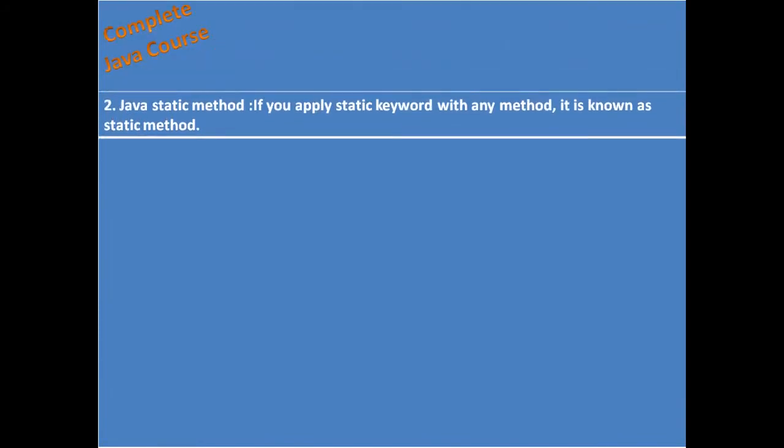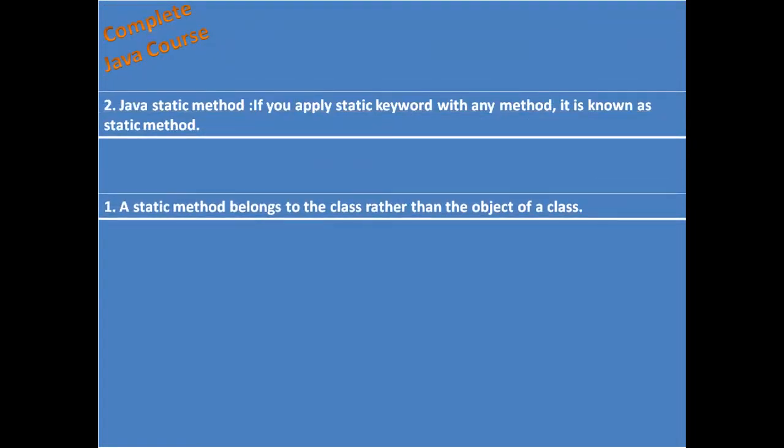Java static method. What is the static method? If you apply the static keyword with any method, it is known as a static method. Number 1. A static method belongs to the class rather than the object of a class. It means you can call the static method by the class name. It is a class-level method, not an object-level method.